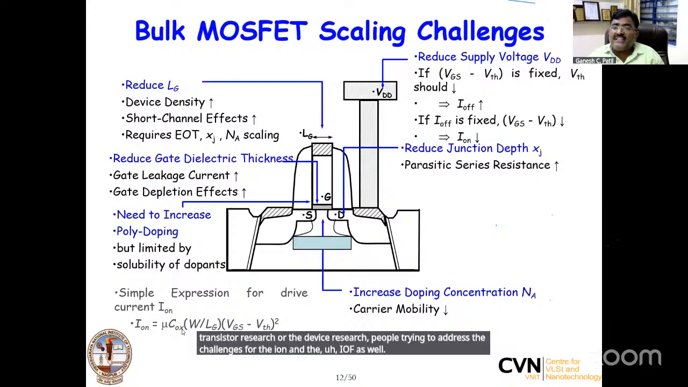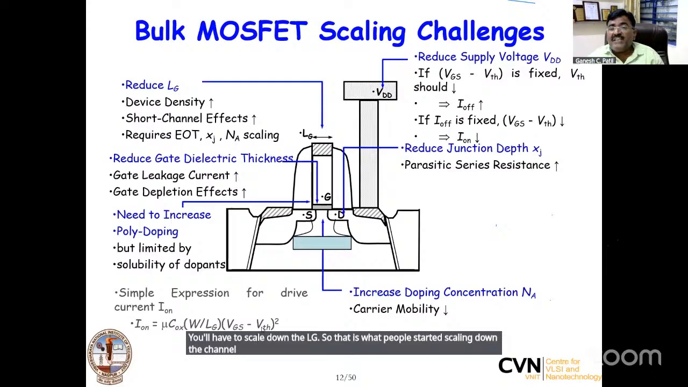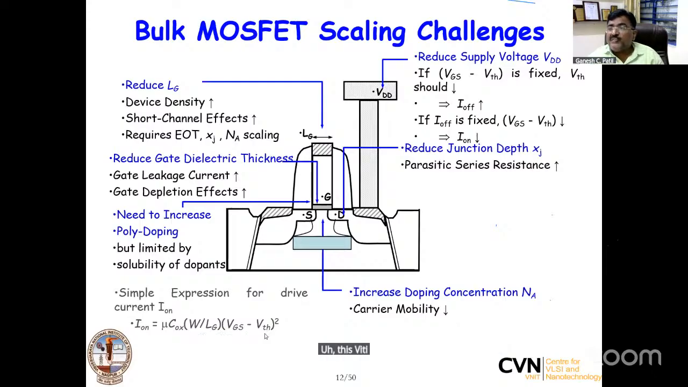You could see in the simple equation of the drive current, right? If you want to improve this ION, you have to scale down the LG. That is why people started scaling down the channel length. And not only this, the VTH also will have to reduce. But when we reduce the VTH, the IOFF will also increase. So there will always be scaling challenges.